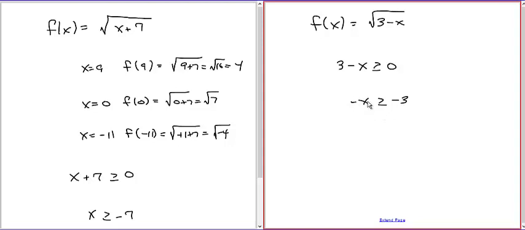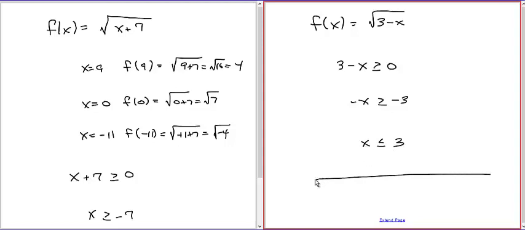Now what we want to do is solve for x, not negative x. So if we multiply each side by a negative number, we get x and positive 3. But when we multiply by a negative number, we have to change the inequality. So instead of negative x being greater than or equal to negative 3, x is less than or equal to 3.